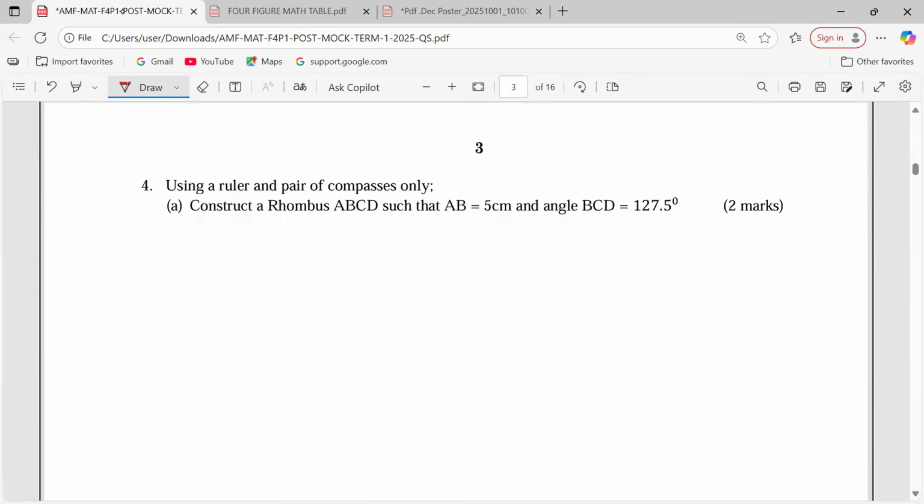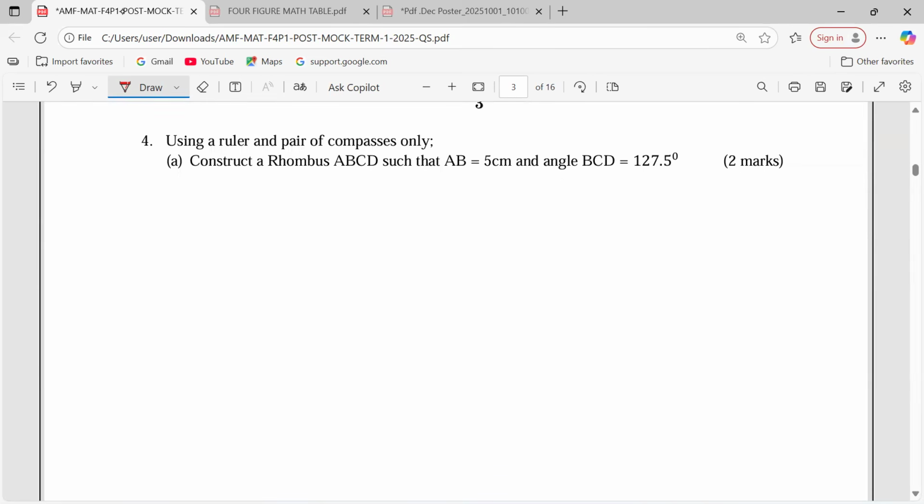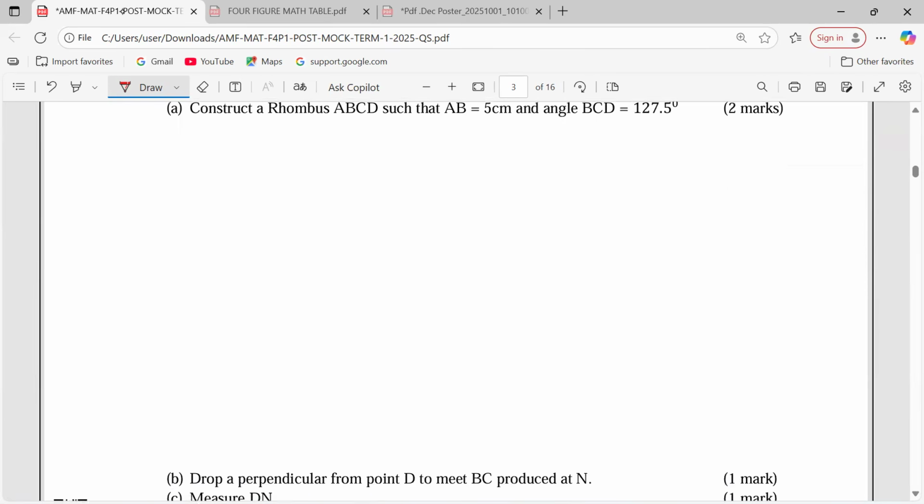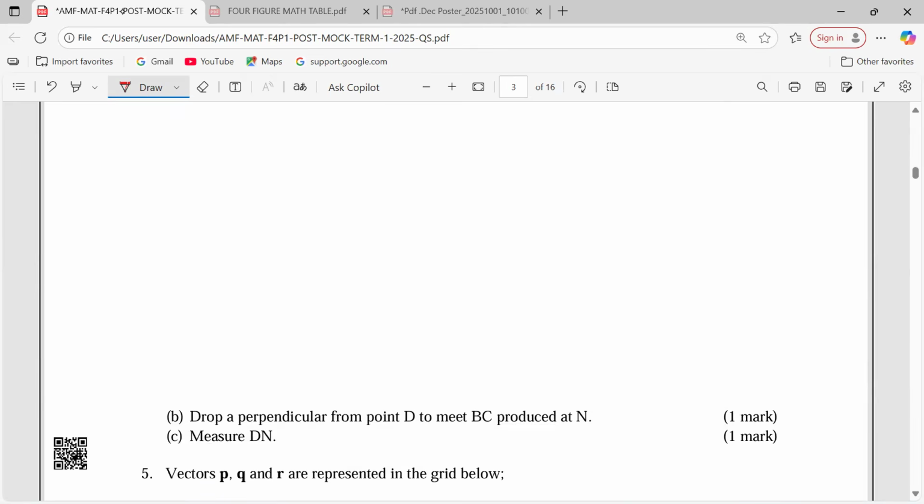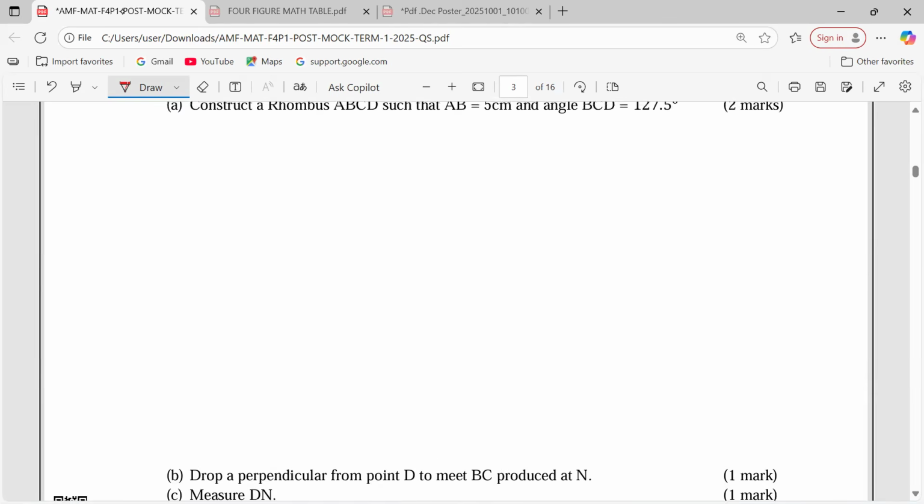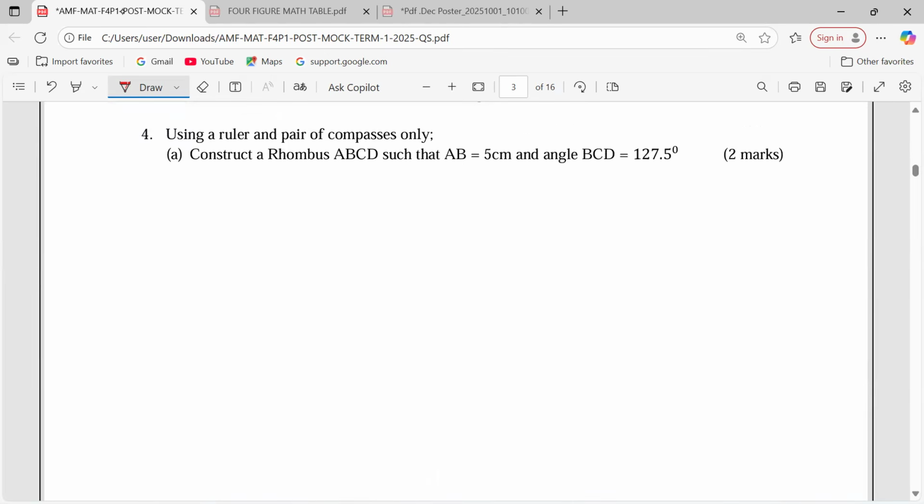A very good question. Look at number 4. Using a ruler and a pair of compasses only, construct a rhombus ABCD such that the length of AB equals 5 centimeters and the angle BCD equals 127.5. All right, so let's do it with a ruler and a pair of compasses only.